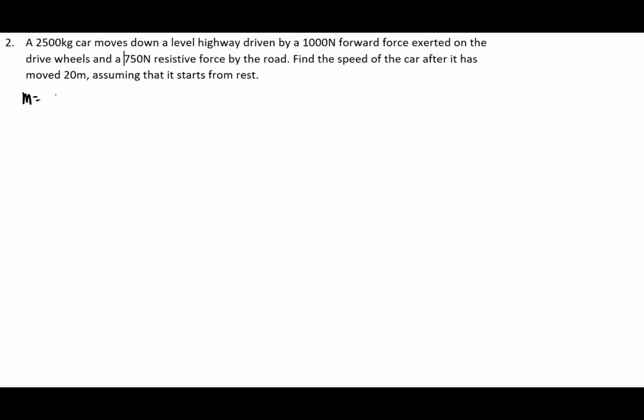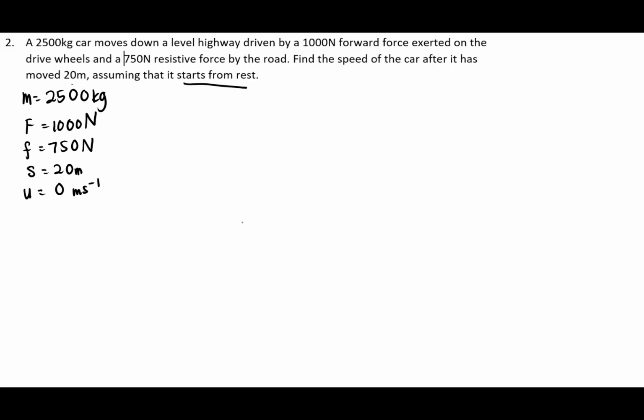We have mass, that is 2,500 kilograms. And then we have push force, that is 1,000 Newton. What else do we have? We have friction force, and that is 750 Newton. And then the car moved 20 meters. So this is the displacement, 20 meters. Okay, it starts from rest. This is another piece of information that we can put there. It is 0 meter per second. There you go. So these are all the information that we have.